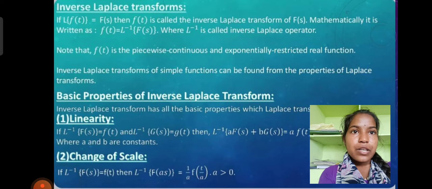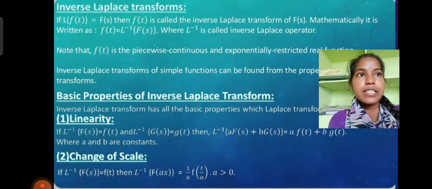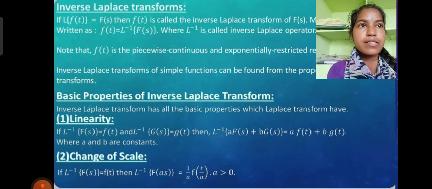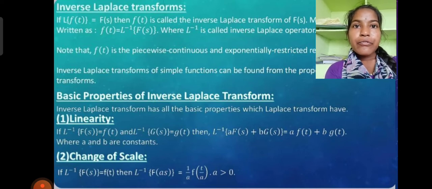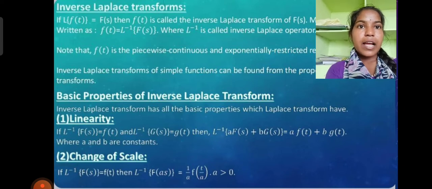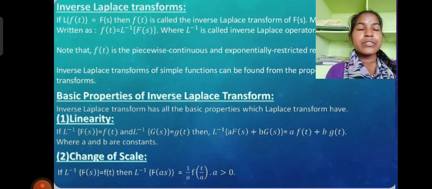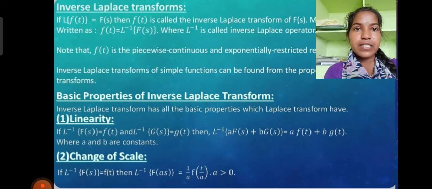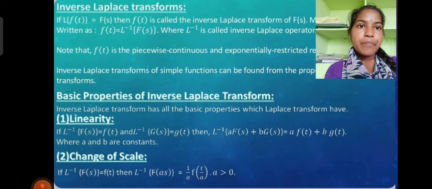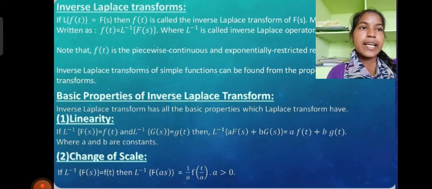Basic properties of inverse Laplace transform. The inverse Laplace transform has all the basic properties which the Laplace transform has. Linearity: if Laplace inverse of F of s is equal to f of t and Laplace inverse of G of s is equal to g of t, then Laplace inverse of a F of s plus b G of s is equal to a f of t plus b g of t, where a and b are constants. Change of scale: if Laplace inverse of F of s is equal to f of t, then Laplace inverse of F of as is equal to 1 by a times f of t by a, for a greater than 0.